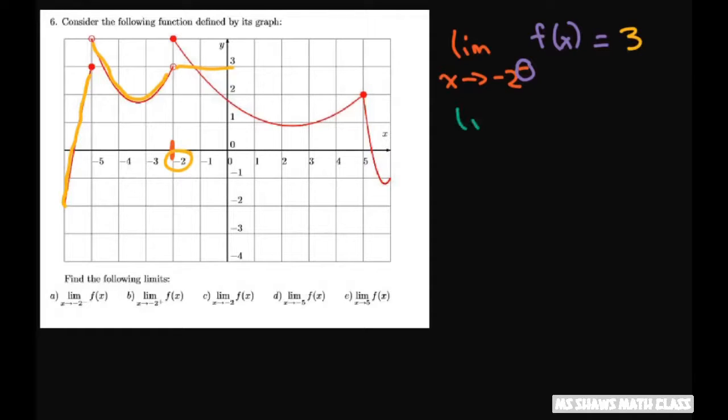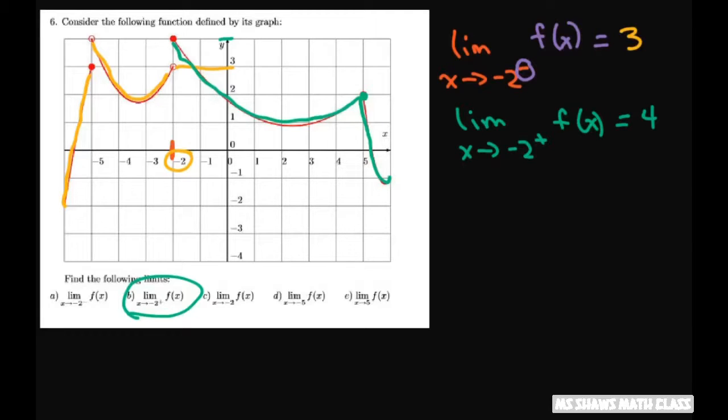Now, the limit as x approaches -2 from the right of f of x means you start from the right and you proceed to -2. Don't have to make a jump here because that's closed. Go all the way up, and that equals 4.